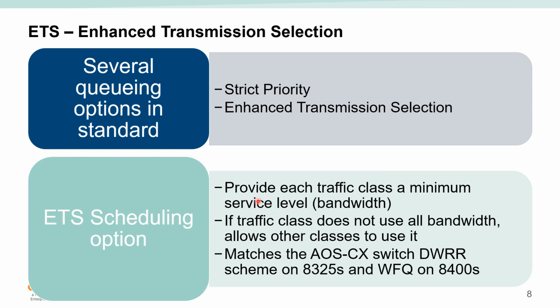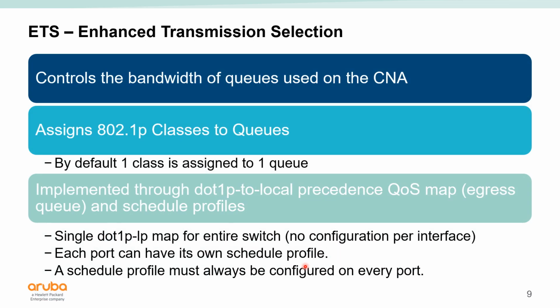And of course, the way we use the scheduling mechanism for each of the queues within an ETS solution is going to be based on the specific switch that you have. Strict priority is going to be supported on all of them in Q7. And then on the other queues we can apply either DWRR or weighted fair queuing on the 8400. DWRR is on the 8325s. So again, when we're talking about enhanced transmission selection, this is what actually controls the bandwidth for each of the queues used within that interface that's connected to the CNA or connected to other switches.